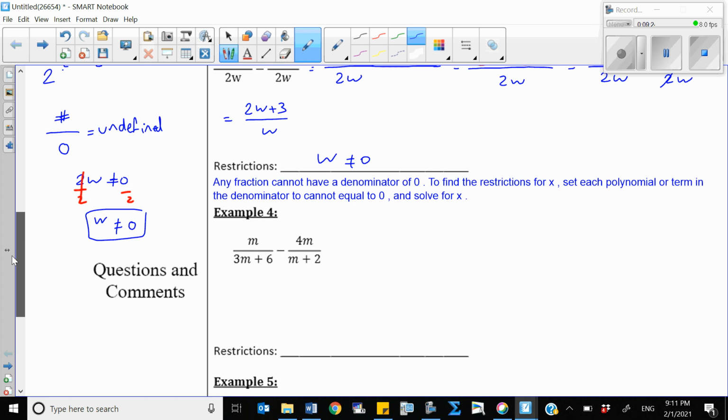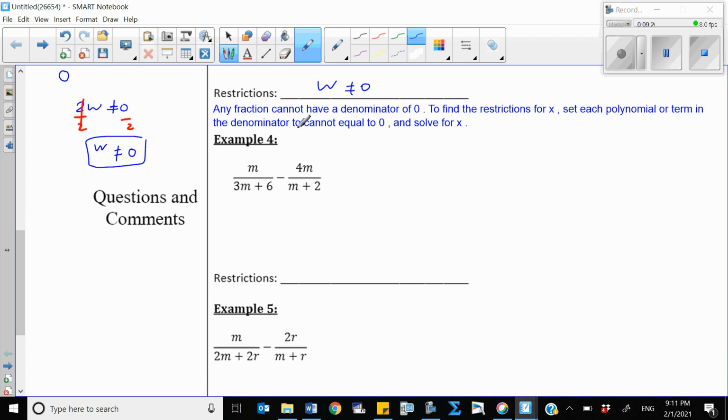Now we're going to do the same thing here. I'm trying to find the common denominator between these two. What I do here is, first of all, try to factor the denominator. 3m plus 6. What is in common between 3m and 6? 3 is in common. So if I factor that out from 3m plus 6, I'm going to have 3 times m plus 2.